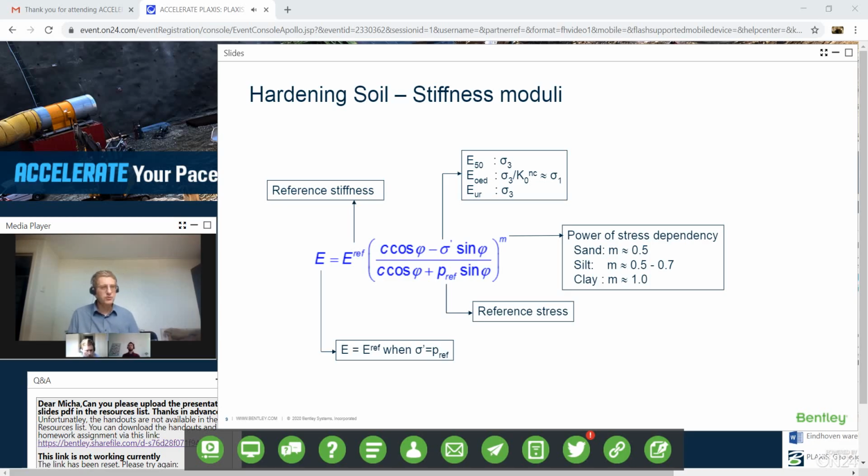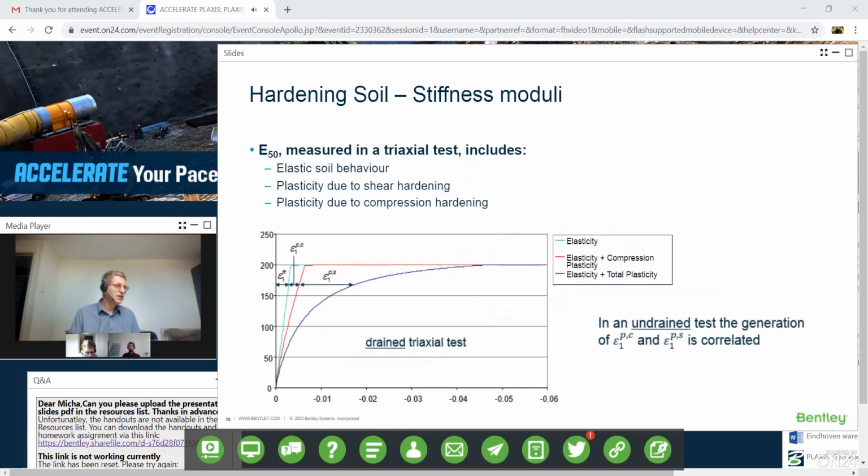For rocks, quite often we just use 0, so no stress dependency. Because the change of stiffness due to the stress level is very, very small because of the high stiffness of the rock. Values larger than 1 we generally don't see, and 1 is also the maximum that you can fill in the hardening soil model.